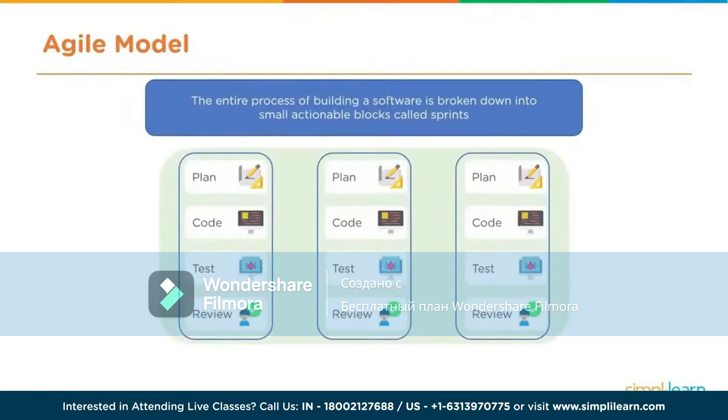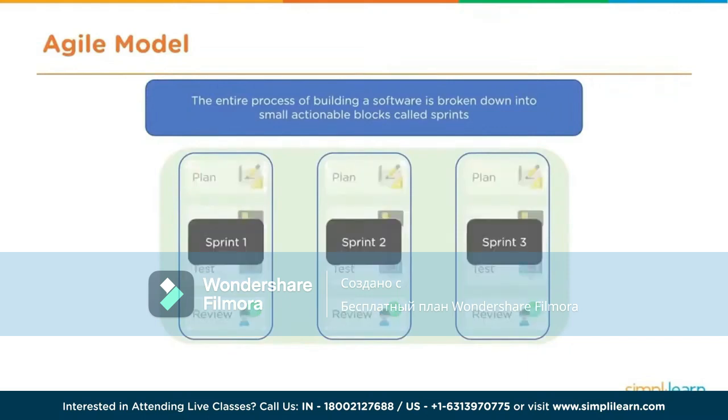We have the planning, where we actually sit down with the client and understand what they're looking for. We then have coding and testing, that is building out the code and the solution that is needed for the client. And then we review with the client the changes that have happened. But we do all of this in a much tighter cycle that we call a sprint. And typically a sprint will last for about 2 weeks.